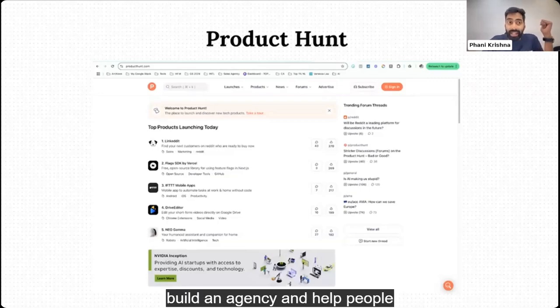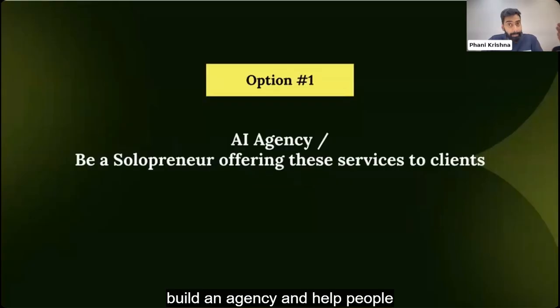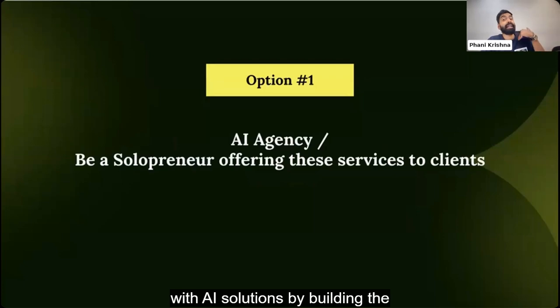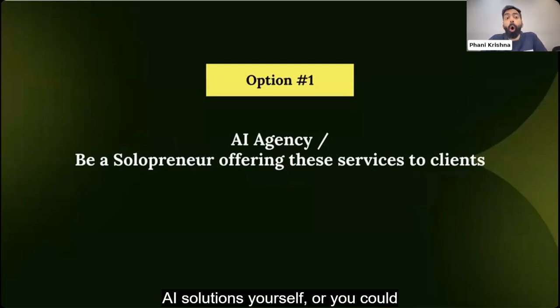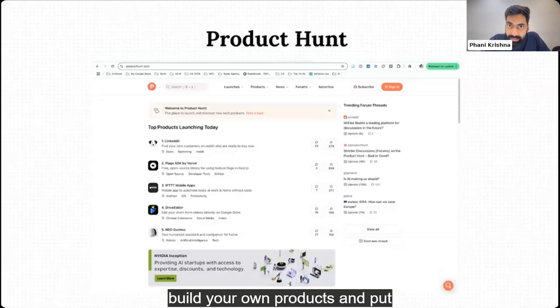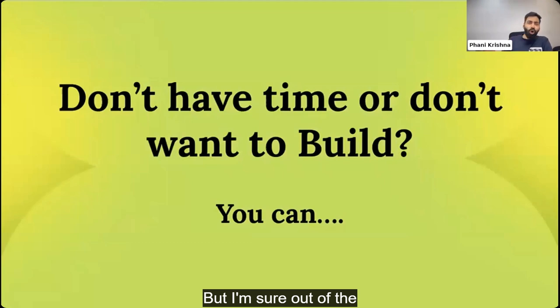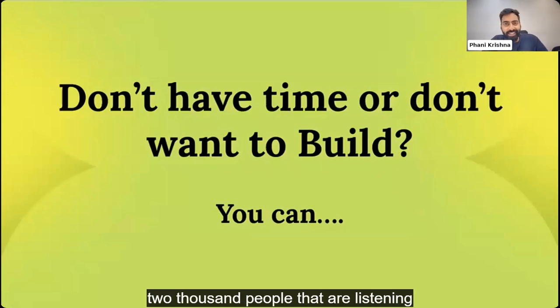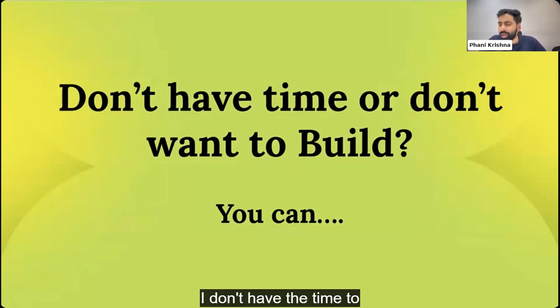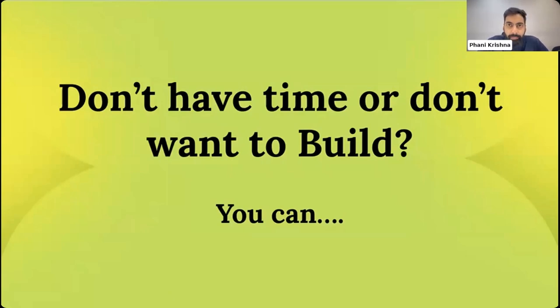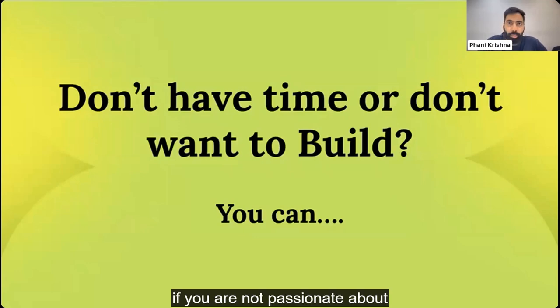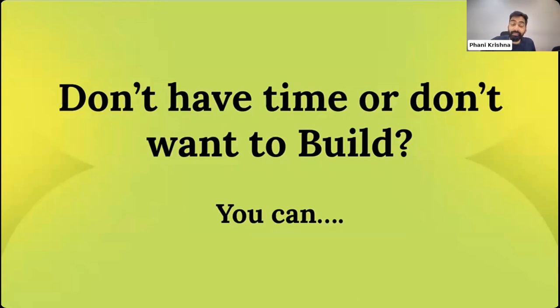You can either go ahead and build an agency and help people with AI solutions by building the AI solutions yourself, or you could build your own products and put them out on platforms like Product Hunt. But I'm sure out of the 2000 people that are listening to me right now, there are people who are like, stop. I don't have the time to build. I'm not passionate about building. If you are not passionate about building, it is still fine.